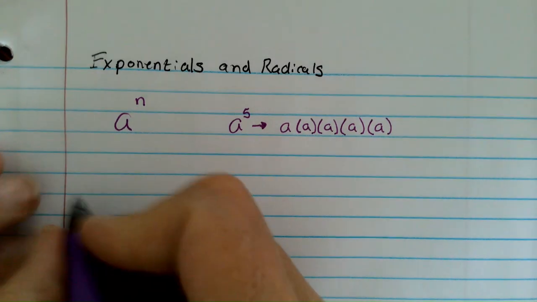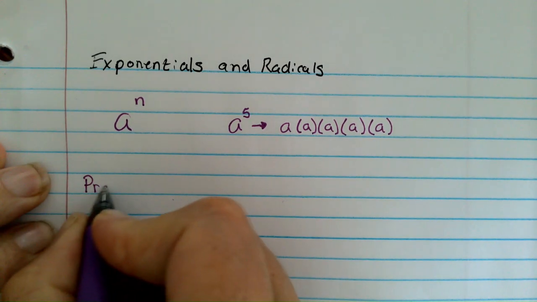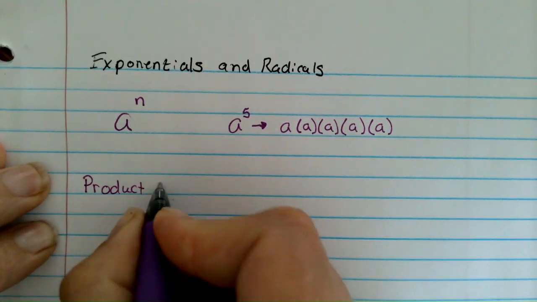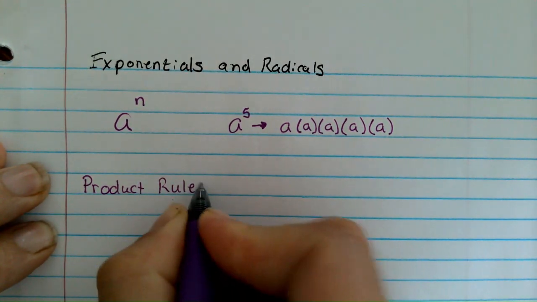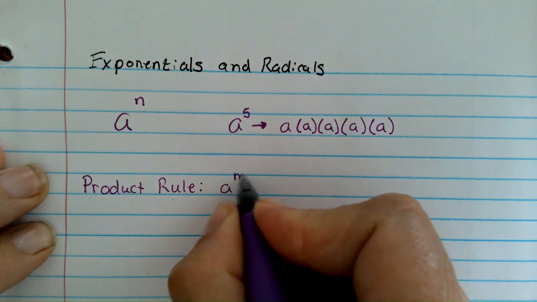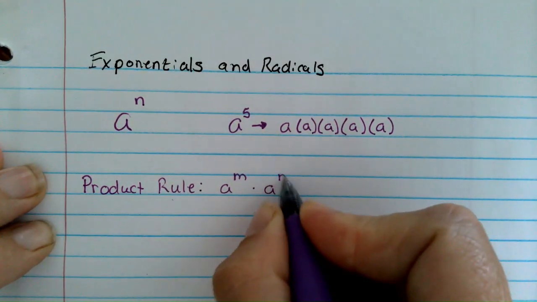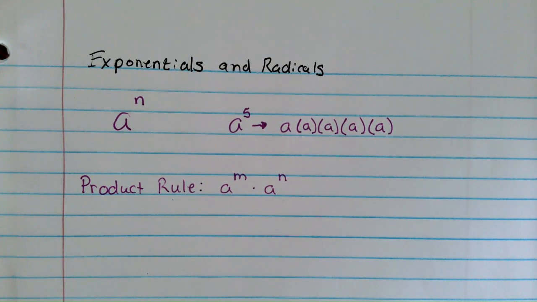So the first one we're going to cover, as far as rules go, is the product rule. Generically, you might see it as a to the m multiplied by a to the n. A lot of times I find that college students may not be ready to go straight to variables with no numbers. So I tell my junior high kids that when in doubt, write it out. So let's go ahead and look at that.